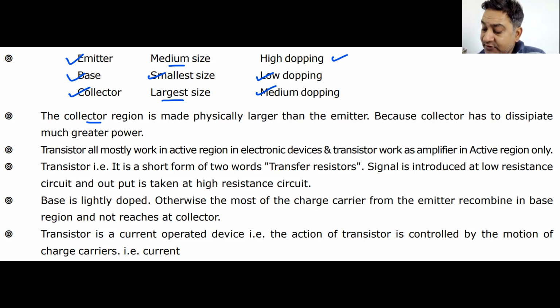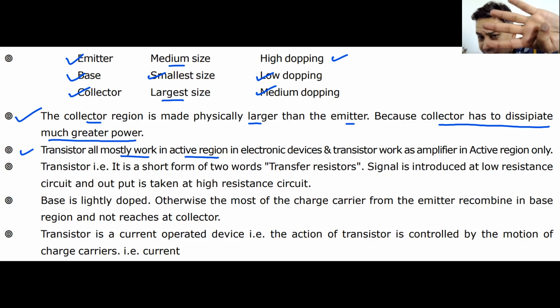The collector region is made physically larger than the emitter because collector has to dissipate much greater power. Do we understand this? You will have to remember this. The collector has to dissipate a lot of power, and that is why it is made physically larger than the emitter. Transistor always works in the active region.